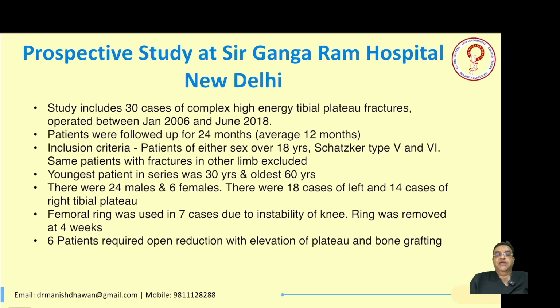There were 24 males and 6 females, and there were 18 cases of left and 14 cases of right tibial plateau fractures. Femoral ring was used in 7 cases due to instability of the knee, and ring was removed at 4 weeks. 6 patients required open reduction with elevation of tibial plateau and bone grafting. The bone grafting is actually rarely required, only in a very badly depressed fracture. If you have to elevate it, but most of the time bone grafting is not required. A simple elevation with a joystick does the job.